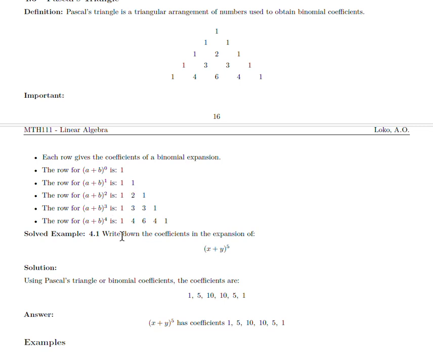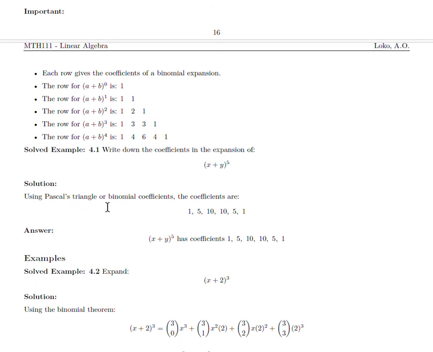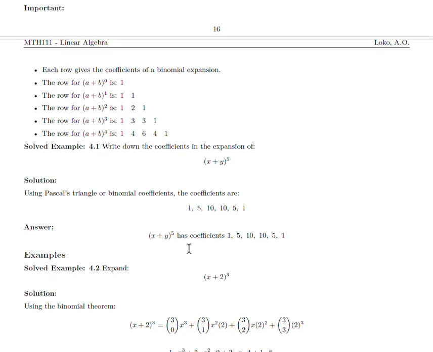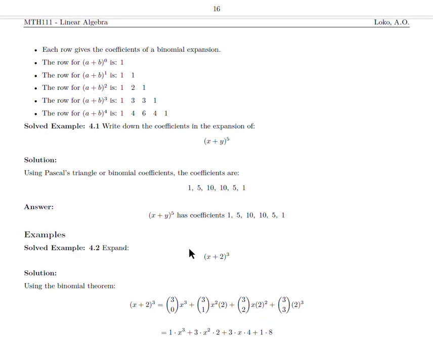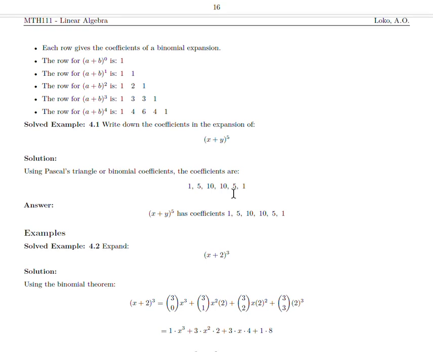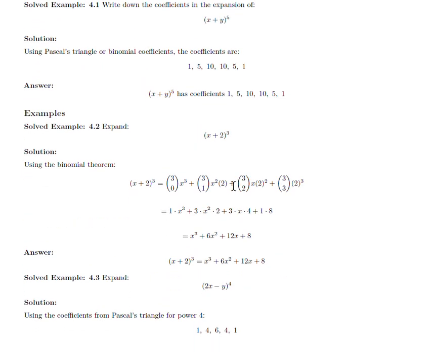For example, we have x plus y raised to power 5. From Pascal triangle, when n is 5, we'll have 1, 5, 10, 10, 5, 1. So we know we must have 6 terms for this expansion. Then we'll go ahead to apply the formula, and we'll get a solution, right?